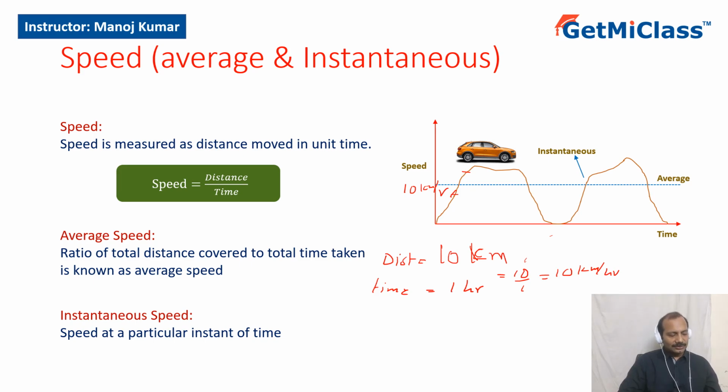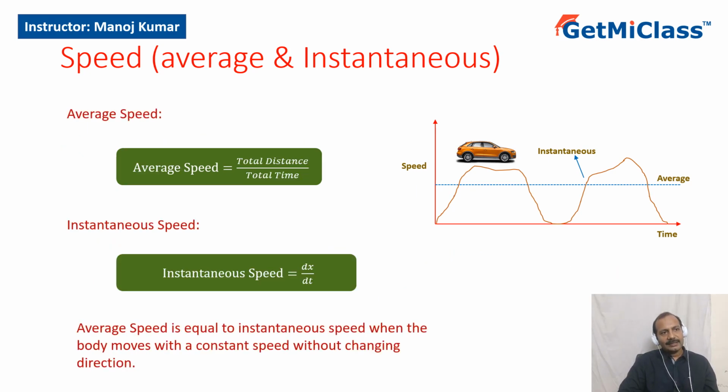So I hope you understood the difference between average speed and instantaneous speed. So again, the same thing, I'm writing it again. Average speed is given by total distance. It is given as the ratio of total distance by total time. And instantaneous speed is given by the differential of the position. I have taken it as dx by dt, but otherwise if you take displacement as s, then it can be written as ds by dt.